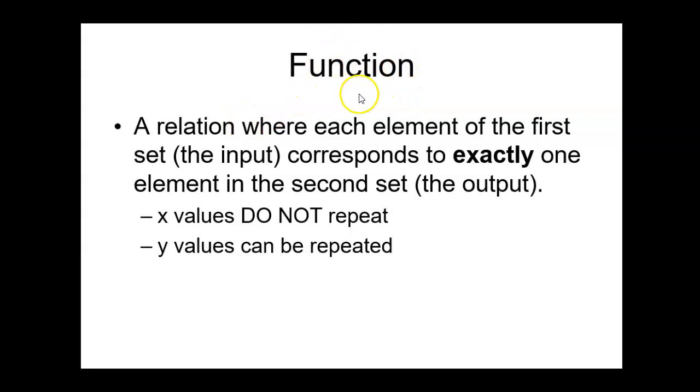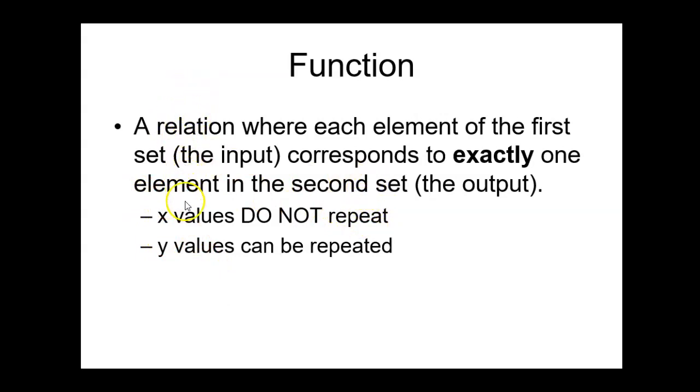Now a function, so this is the definition of a function. Remember, you should be taking notes. Let's write this stuff down. A function is a relation, so it's a type of relation, where each element of the first set is called the input, and it corresponds to exactly one element in the second set called the output. So in other words, the x values don't repeat. You can't have one x value having two different outputs because each x value only has exactly one output.